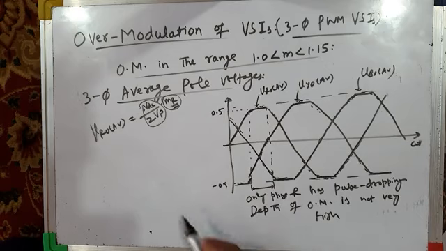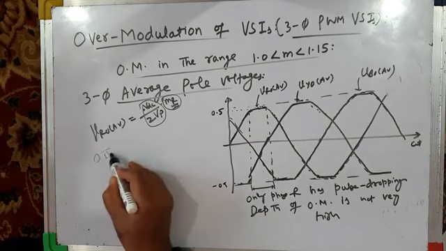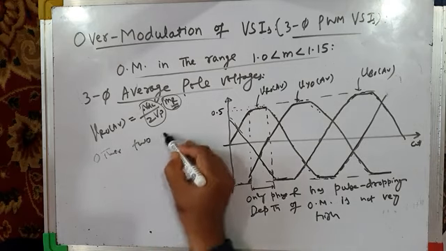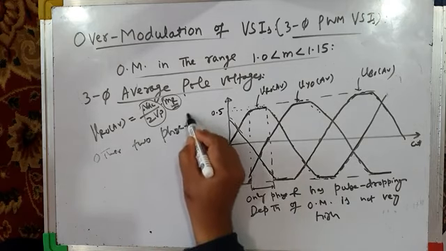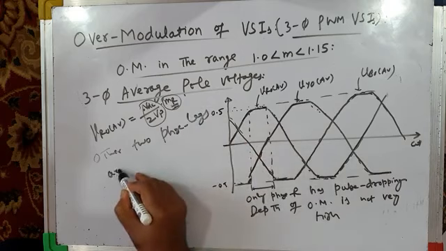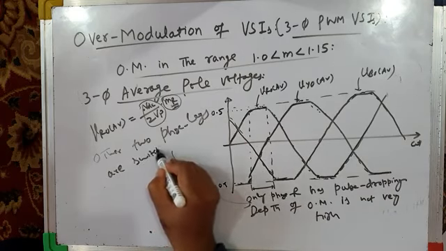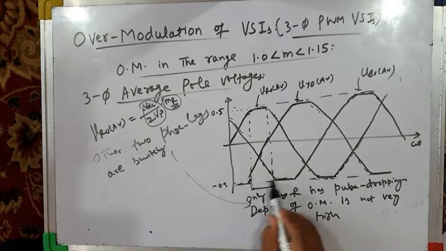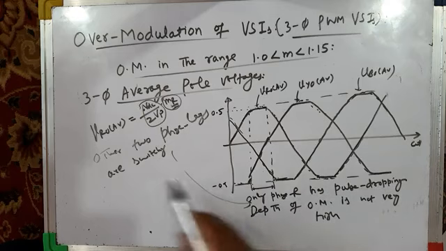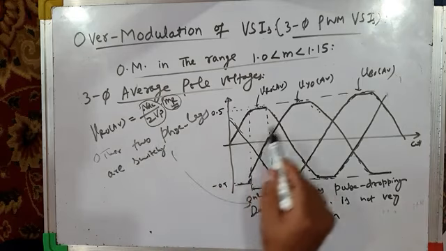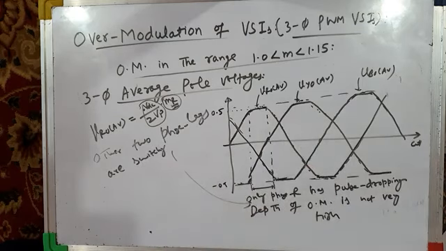So the other two phase legs are switching. This is in continuation with this. I'm considering this period. Only phase R has pulse dropping. Other two phase legs, that's phase leg Y and phase leg B, they are switching. So that means depth of over modulation is not high.